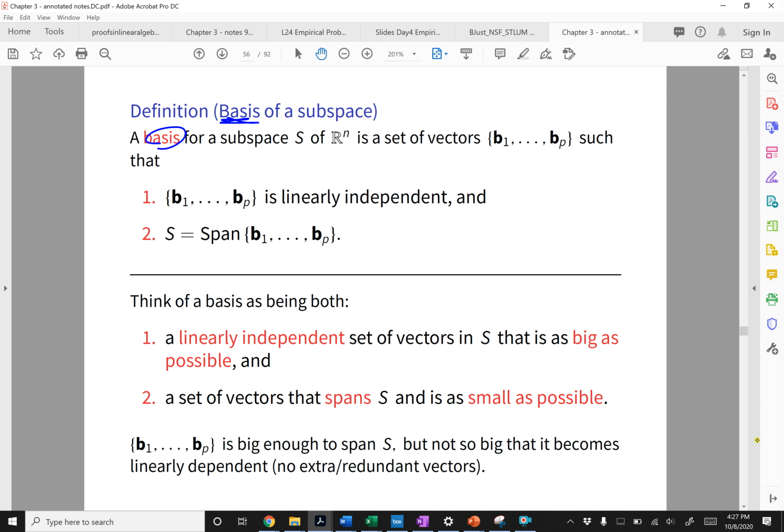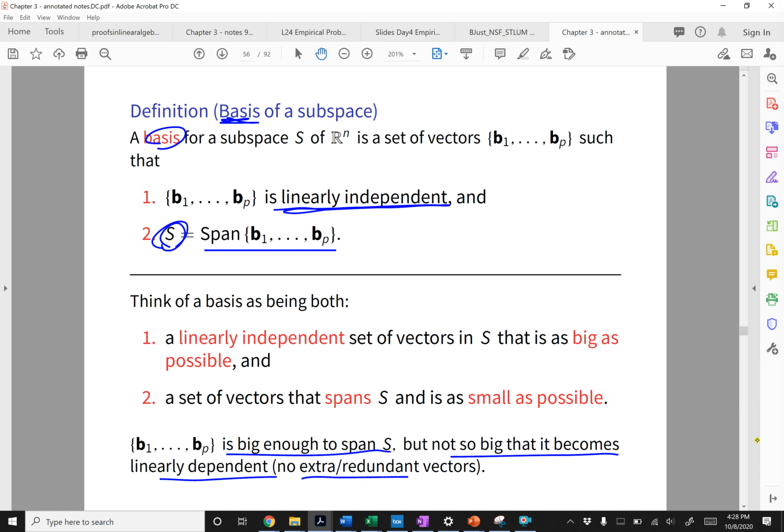So a basis for a subspace S of Rn is a set of vectors that have to be linearly independent, so we don't have anything redundant, and it spans all of S. So the span of all those vectors, all the linear combinations, using some linear combination, we get to any vector in S. I like what it says down here. The set is big enough to span all of S, but not so big that it becomes linearly dependent, so we don't have any extra or redundant vectors.